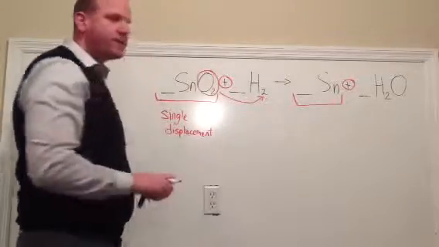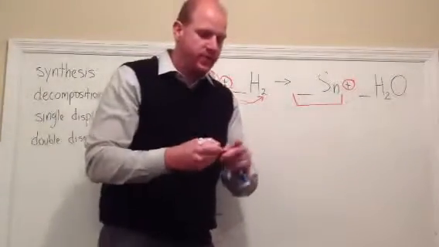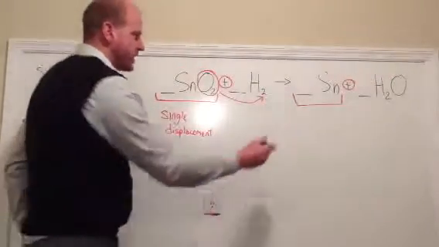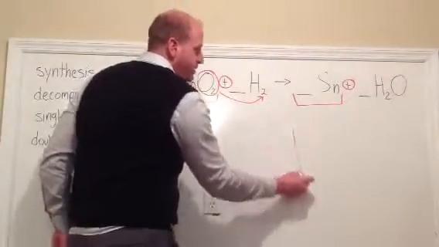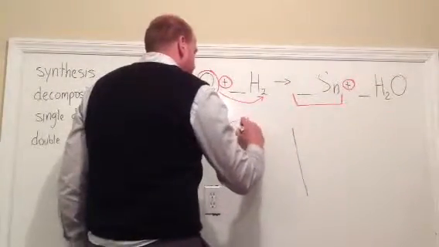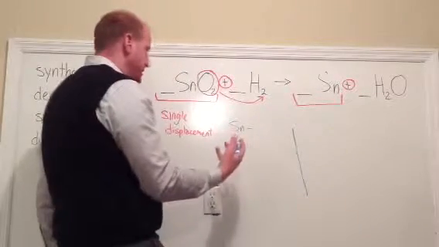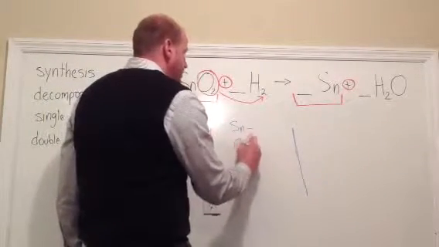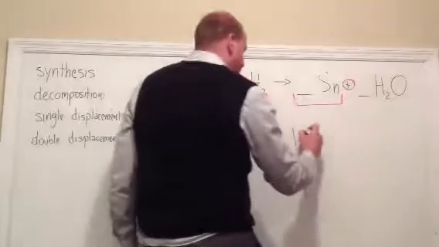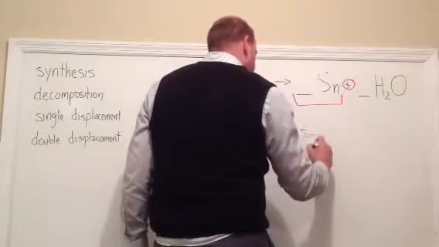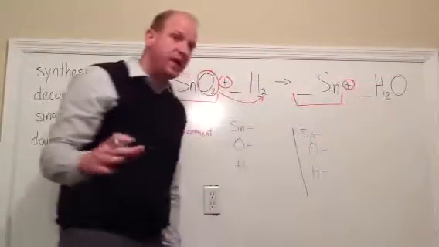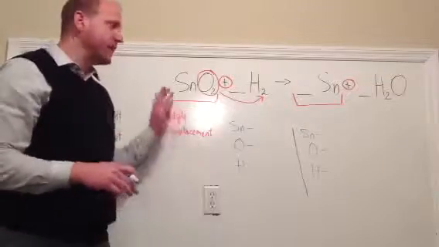So now that I've determined what type of reaction it is, I'm going to balance the equation. The best way to do that is to get yourself organized. List each of the elements that are located on both sides of the reaction. So I have Sn, which is tin, is the element. I have oxygen, and I have hydrogen. On the other side, it's going to be the exact same. Tin, oxygen, and hydrogen.